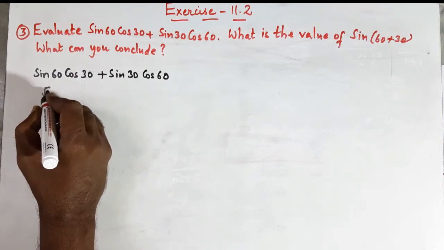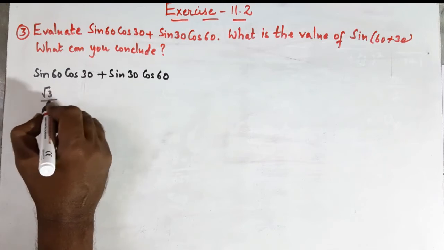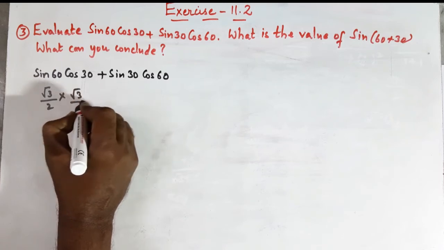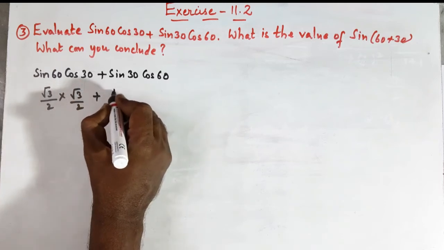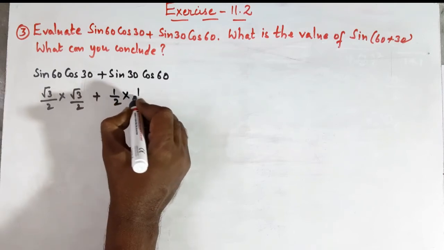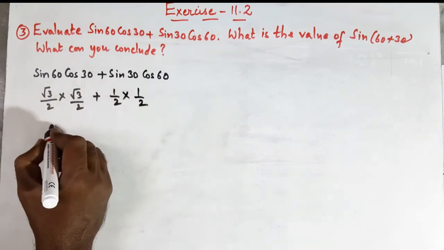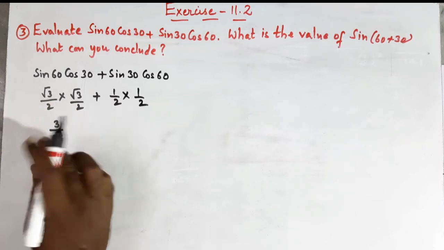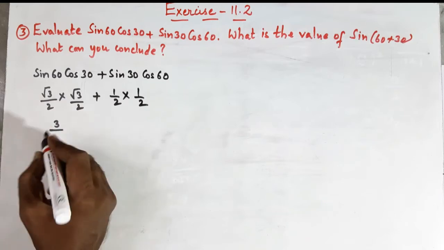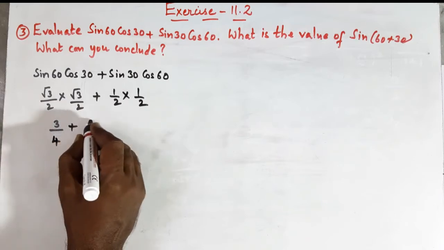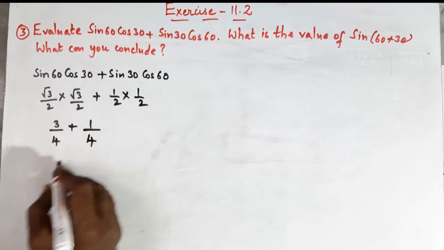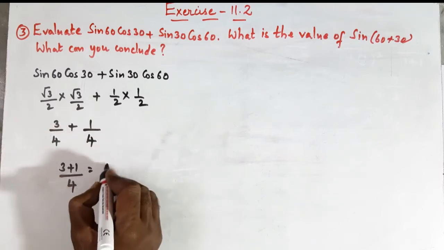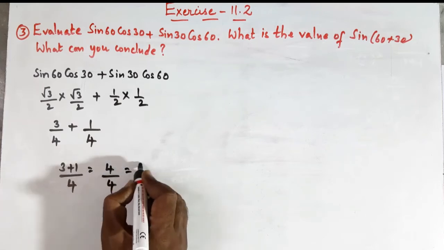Sine 60 is root 3 by 2 into cos 30, which is also root 3 by 2. Sine 30 is 1 by 2, cos 60 is 1 by 2. Root 3 into root 3 is 3 by 2 into 2, so 2 2s are 4, plus 1 by 2 into 1 by 2, 2 2s are 4. So how much are you going to get? 3 plus 1 by 4 is equal to 4 by 4, which is equal to 1.